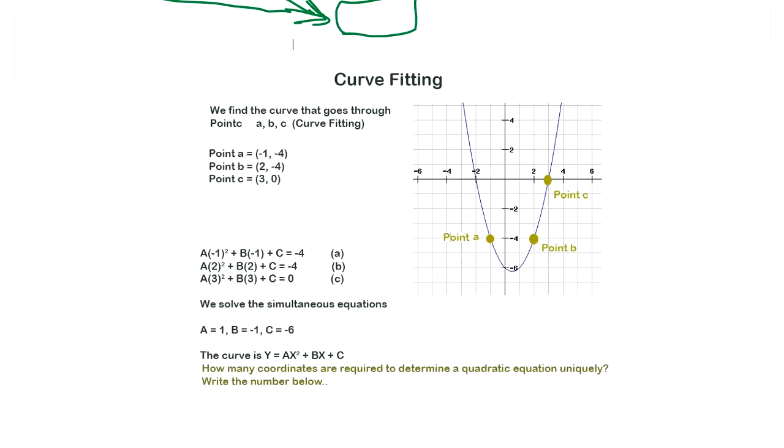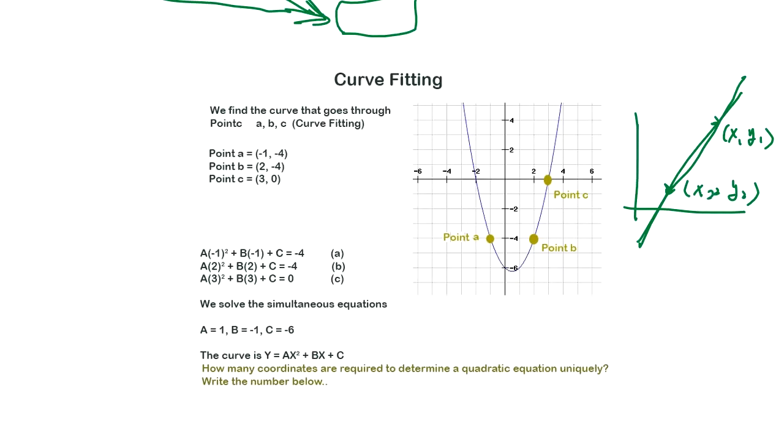Now we talk about curve fitting. For curve fitting in the linear equation, you need 2 points, and then we can determine the straight line. You have to go back and check the formula when x1, y1 and x2, y2 are given. We can create mx plus b, right? I hope you remember this.